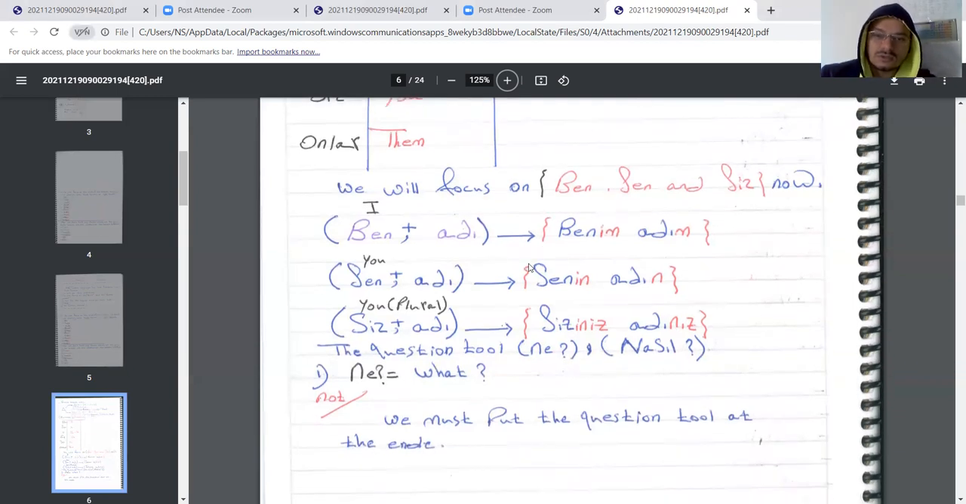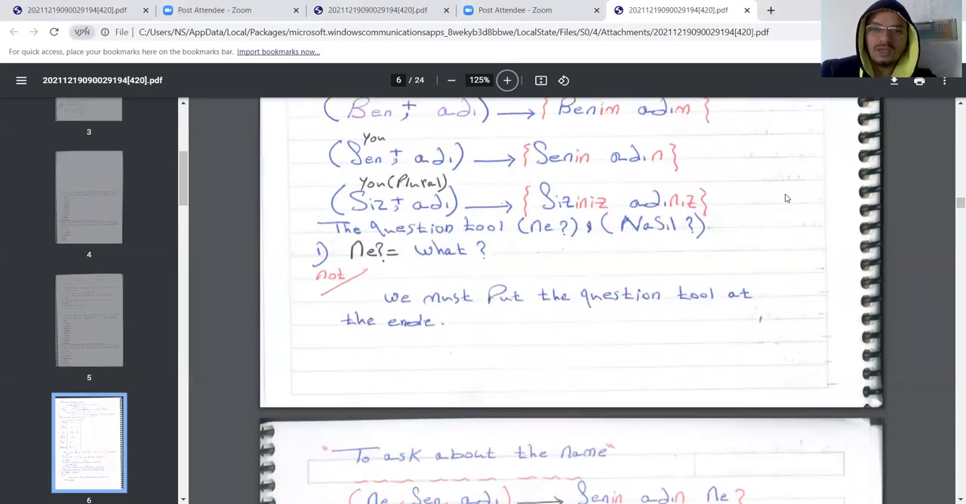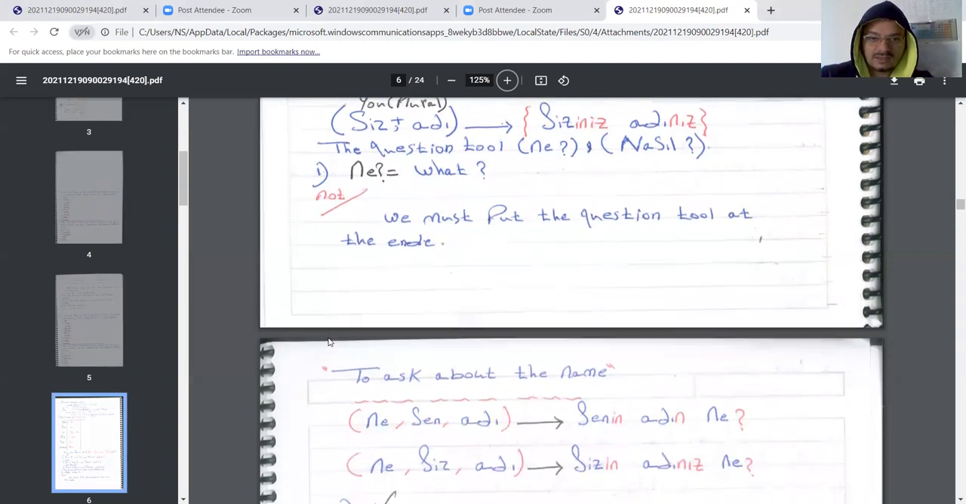Now the questions: ne or nasıl, using what and how. Let's learn how we can use these two question tools. We have an important note. Like I said before, we put the verb at the end of the statement. Here we will put what or how at the end of the line. The Turkish people use these question tools like that, because we must follow the native speaker. We must put the question tool at the end.